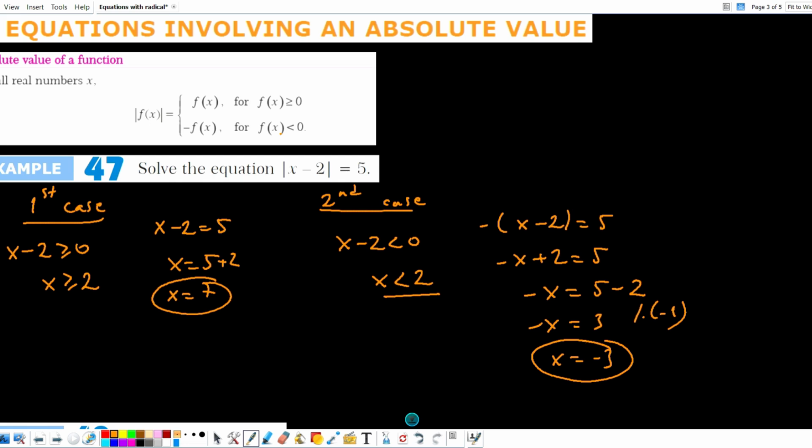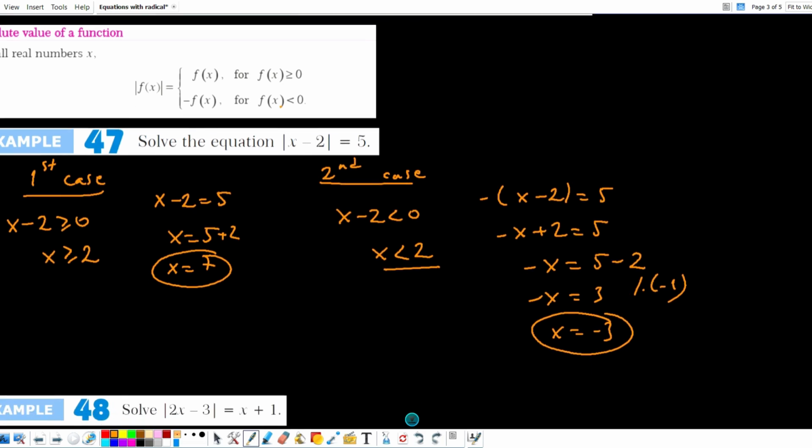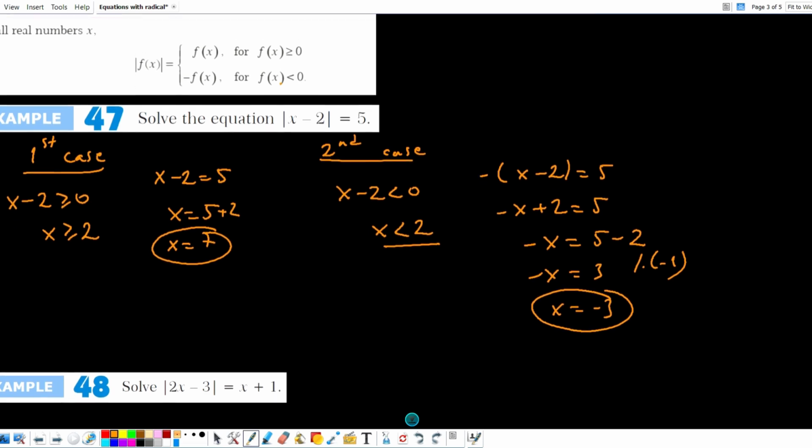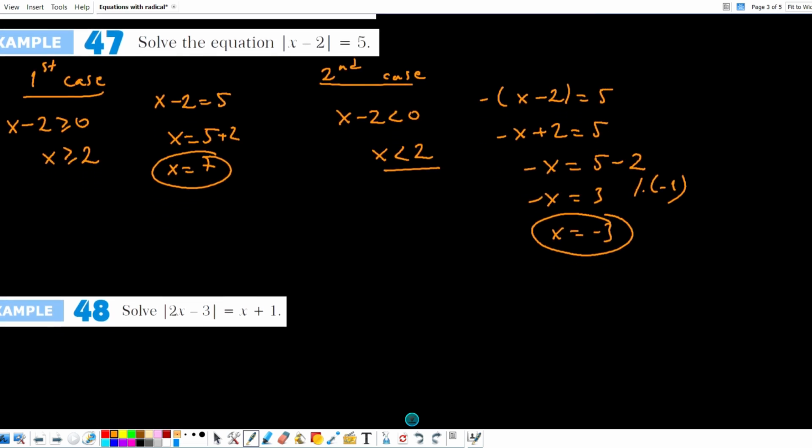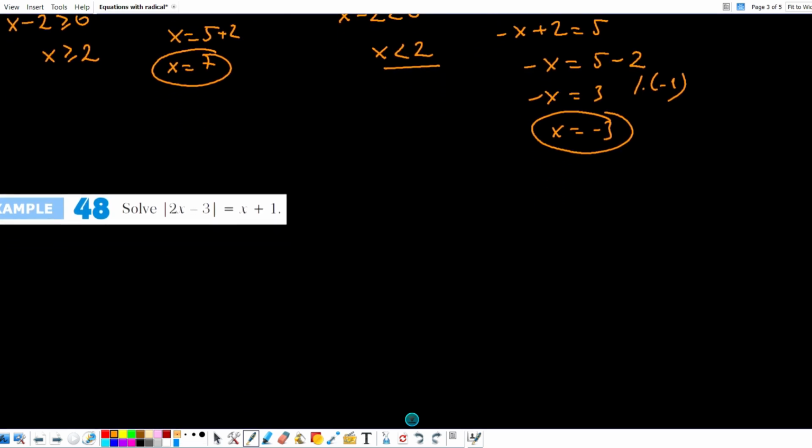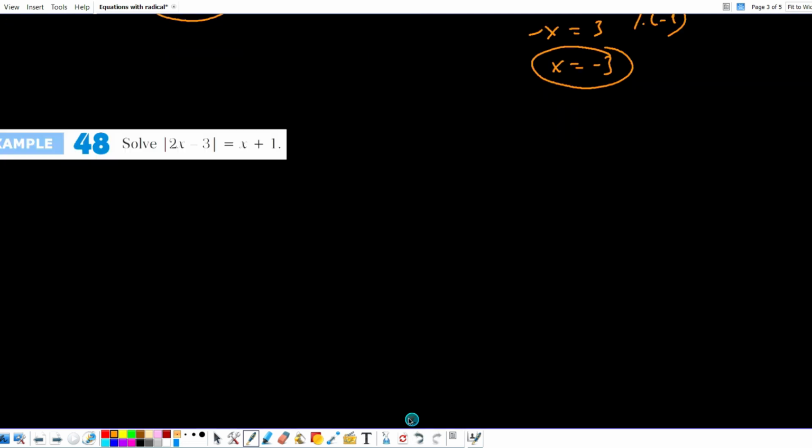This is how you solve an equation that has an absolute value. Let's see the second example. In the second example, it is a bit different. On the other side of the equation, we have again the variable x. So again, we will have two cases.